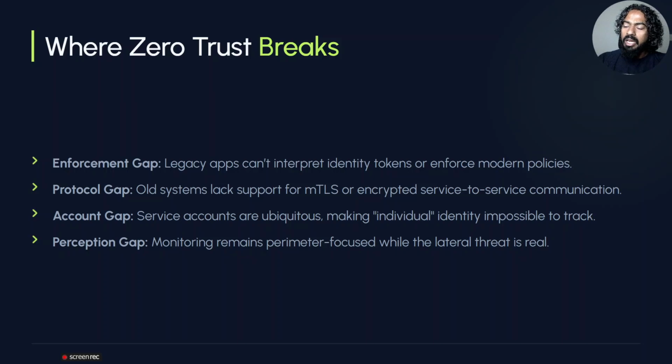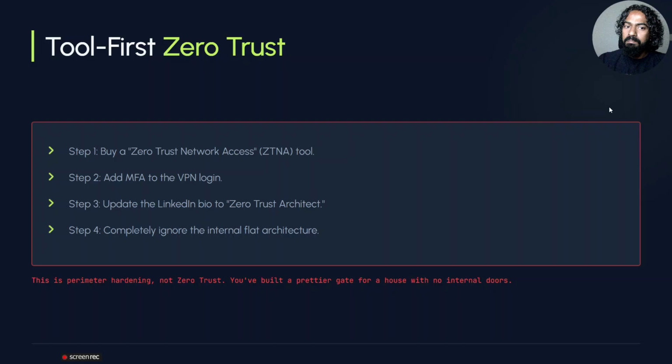And this leads to a very common enterprise mistake. Organizations buy ZTNA, they add MFA to VPN, they update a few policies, then they announce they have implemented zero trust. But all they have done is harden the perimeter. That's the only thing they did, right? Inside the network, everything still trusts everything else. So this is not zero trust. This is perimeter security with better branding, maybe.